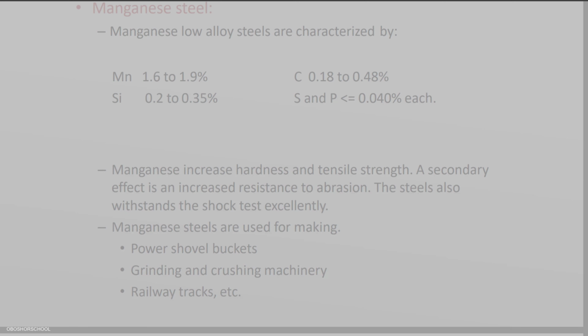Manganese steel. Manganese low alloy steels are characterized by Mn 1.6 to 1.9%, C 0.2 to 0.35%, Si 0.18 to 0.48%, S and P less than or equal to 0.040% each. Manganese increases hardness and tensile strength. A secondary effect is an increased resistance to abrasion. The steels also withstand the shock test excellently. Manganese steels are used for making power shovel buckets, grinding and crushing machinery, railway tracks, etc.